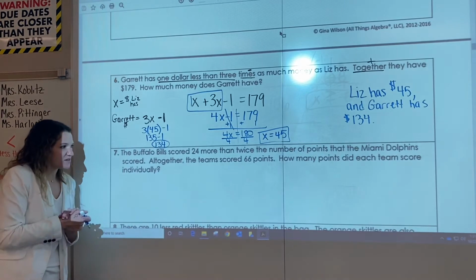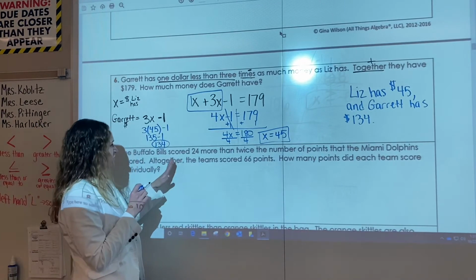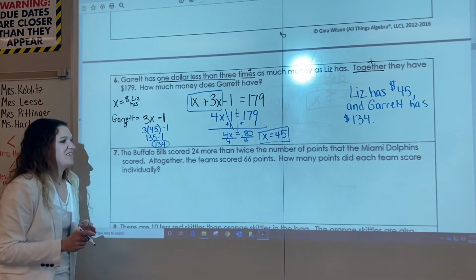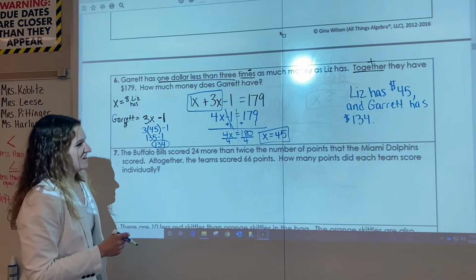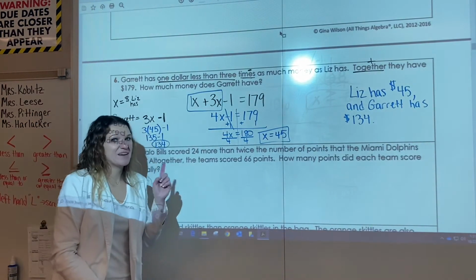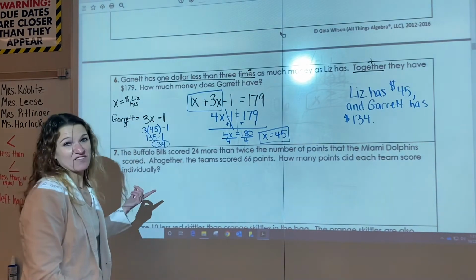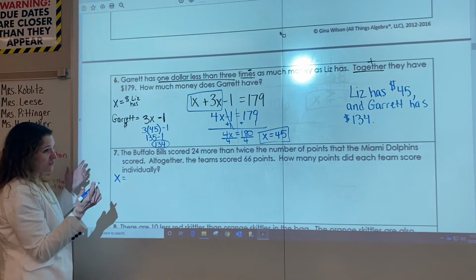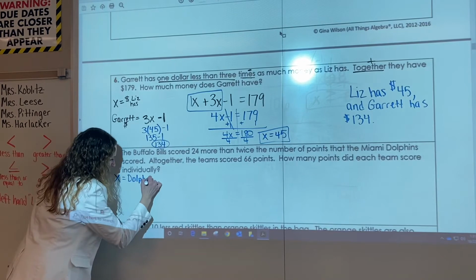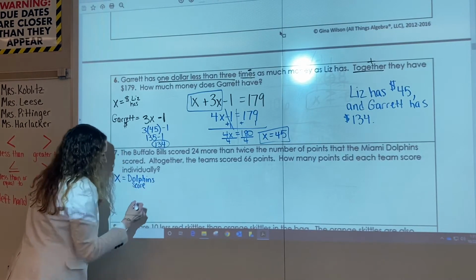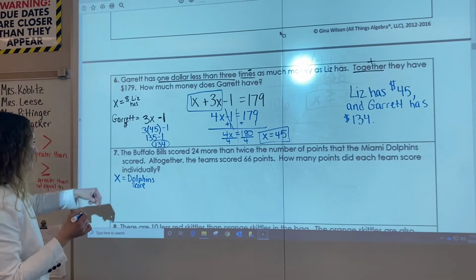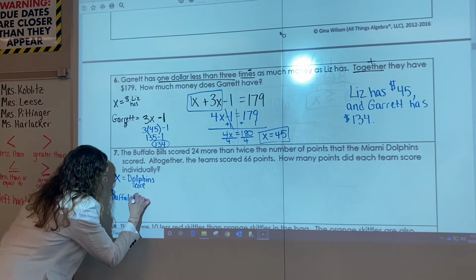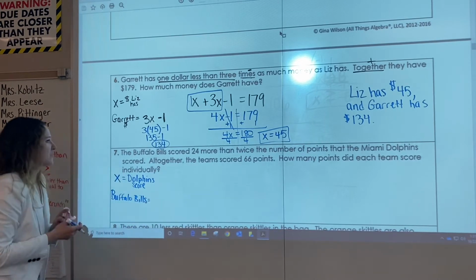The Buffalo Bills scored 24 more than twice the number of points that the Miami Dolphins scored. Wow. I don't know much about football, but if that's true, that's not very good for the Dolphins, is it? Let's let X represent the Dolphins score. And then for the Bills, the Buffalo Bills, and I'm gonna put Buffalo Bills so we know we're talking about the football team. Let's translate.